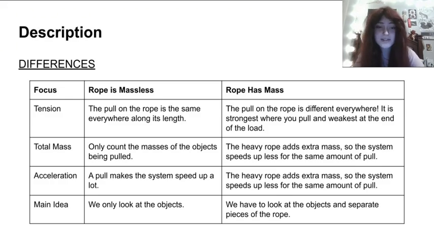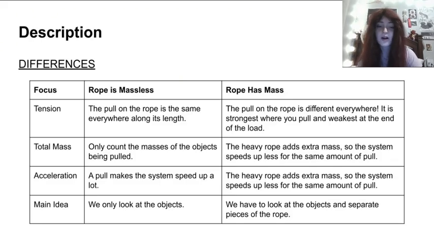For total mass, when the rope is massless, we only count the masses of the objects being pulled. When the rope has mass, the heavy rope adds extra mass, so the system speeds up less for the amount of pull. For acceleration, when the rope is massless, a lot of pull makes the system speed up a lot. When the rope has mass, the heavy rope adds extra mass, so the system speeds up less for the same amount of pull.